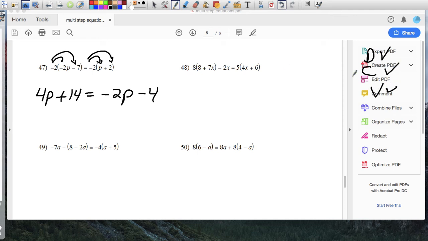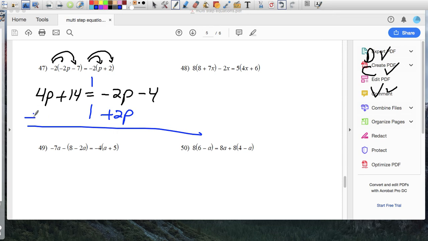Variables on each side, yes there is. So let's eliminate one of them. Let's get rid of the 2p. So I put plus 2p on this side, and I have to do plus 2p on this side. These two become 0, and -4 is the only thing left over.